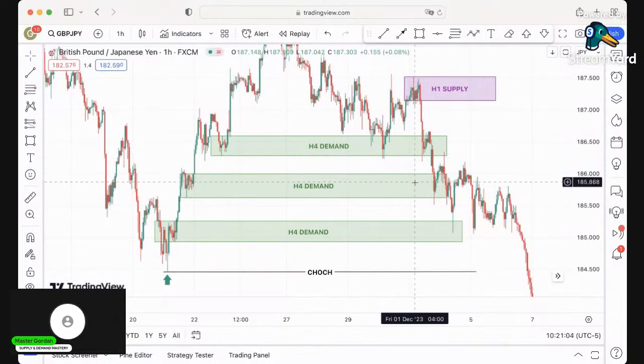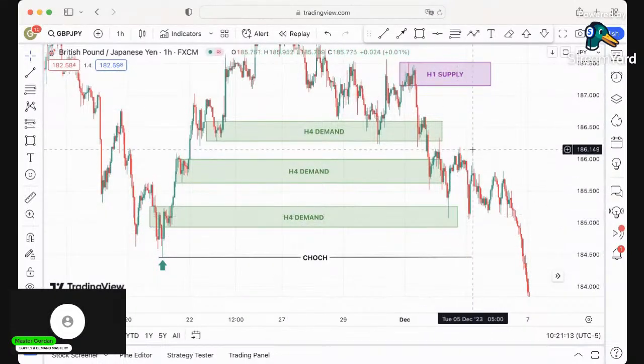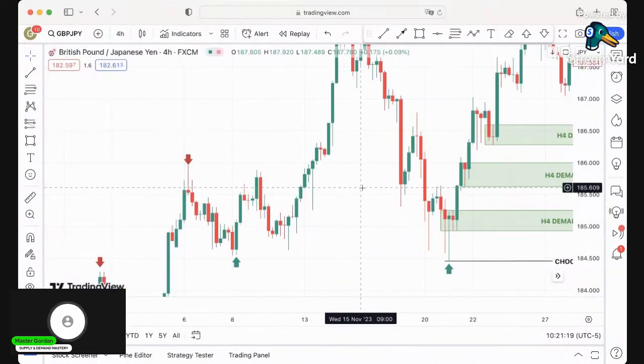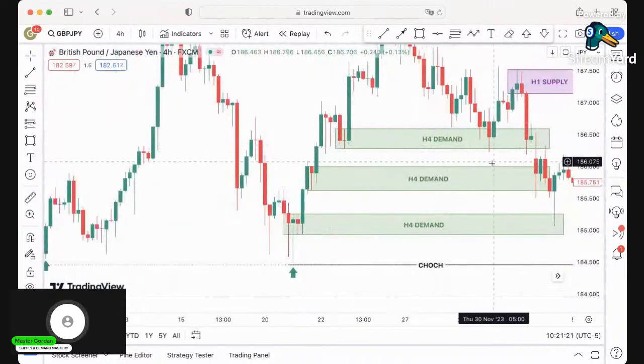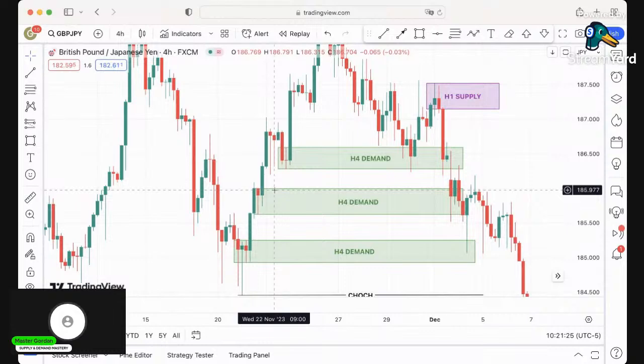Then how about this zone? This zone still has around the same 100 pips. 185, this zone also 100 pips. So the conclusion for the UGJ: usually the H4 supply and demand zone will react at least around 100 pips.